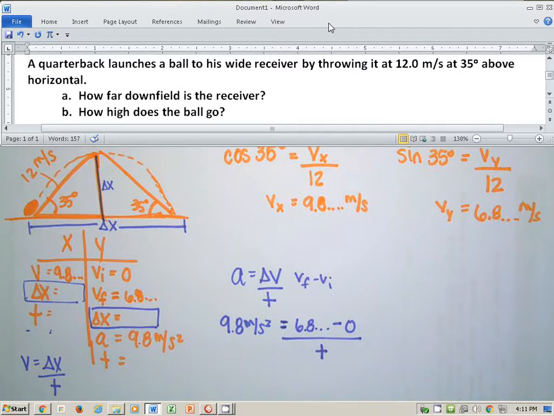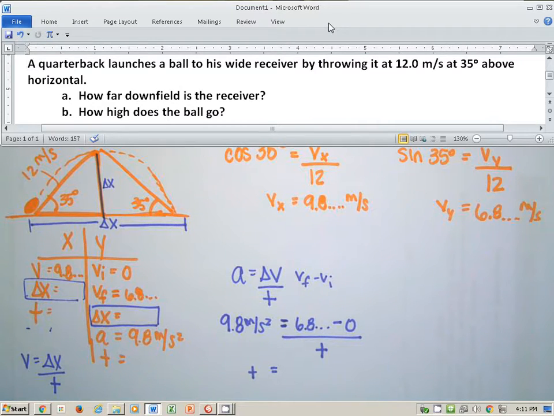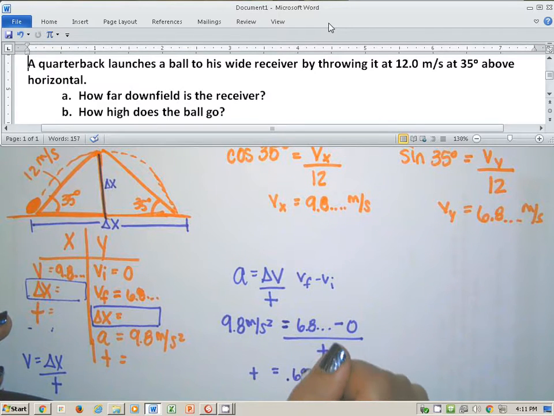So what we're going to end up with is a t that is equal to, let's see, I don't actually have that one done, so I'll plug it into my calculator real fast. We're going to end up with a time of 0.693 and a bunch of digits.